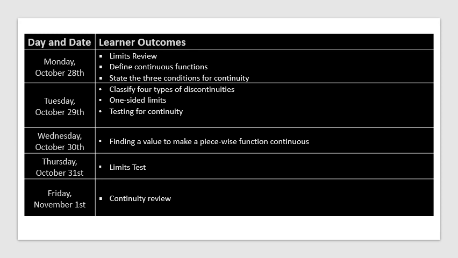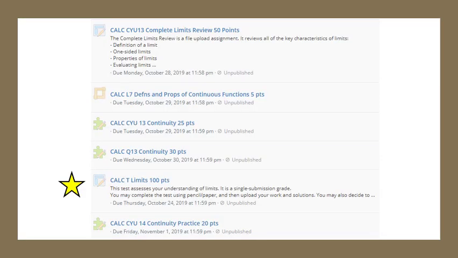On Thursday, we have our big cumulative limits test. So it is worth 100 points. Notice the limit review we wrap up on Monday, but the test isn't till Thursday, and I did that on purpose to give you some time to stop by the drop-in center in case you have any questions. We will close out the week Friday with a practice worksheet on continuity.